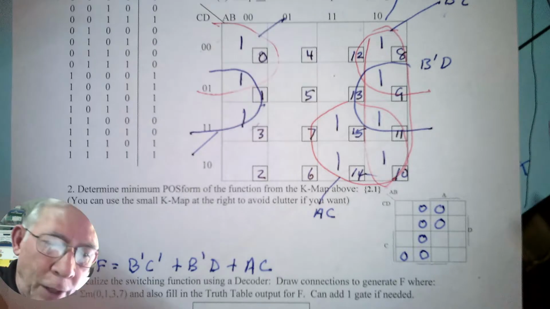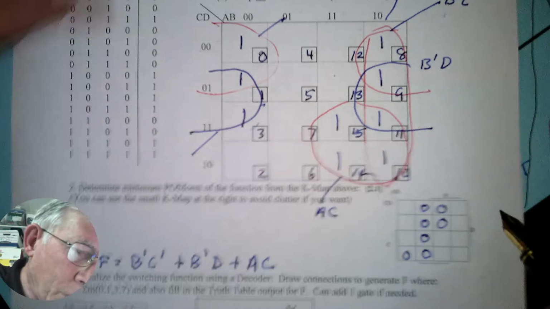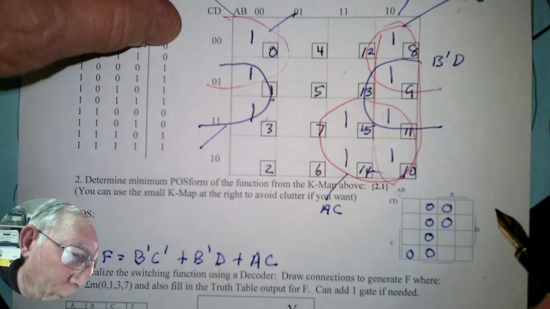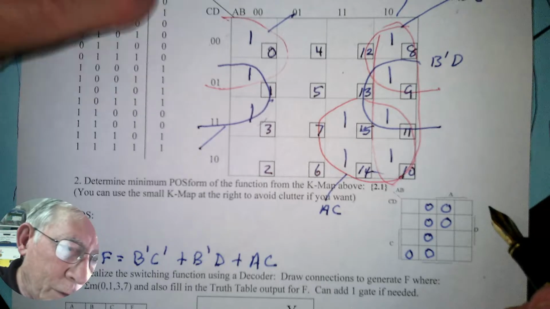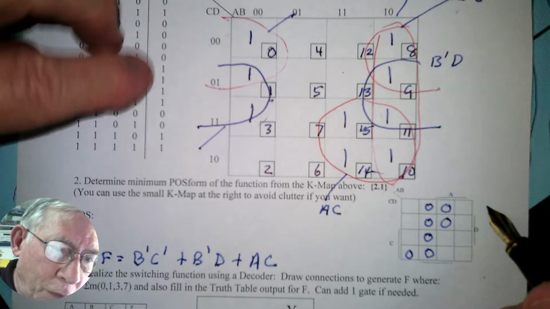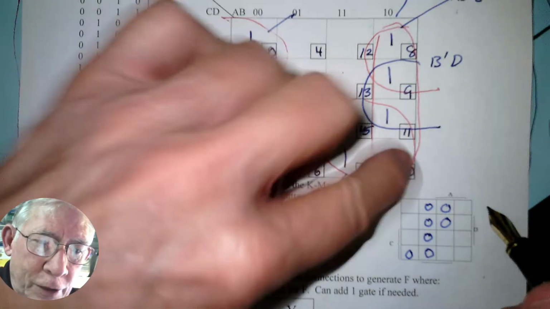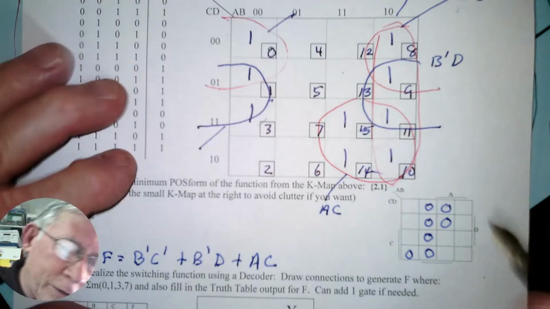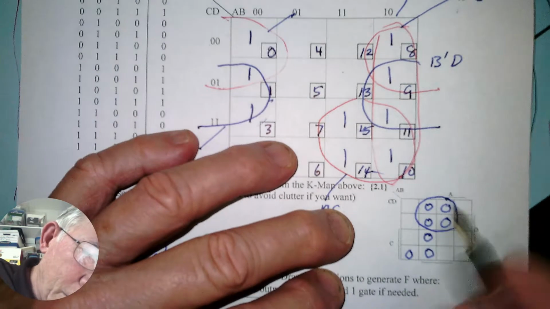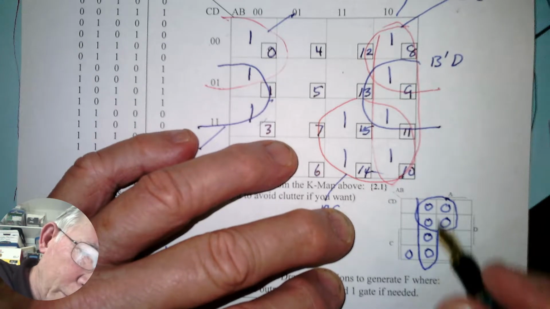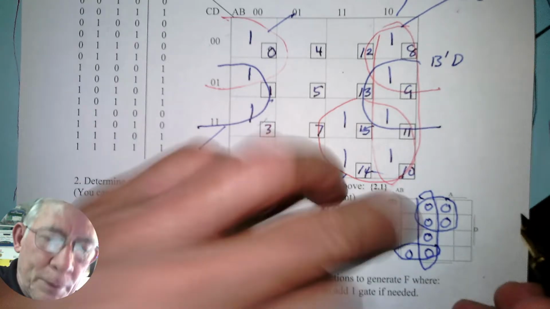So let me count them. I have 1, 2, 3, 4, 5, 6, 7 zeros. So that matches. And I should have 1, 2, 3, 4, 5, 6, 7, 8, 9 ones. Okay, that all checks. All right, so this is a group of 4 here, a column of 4 here, and a group of 2 here. So I have 3 prime implicants here.